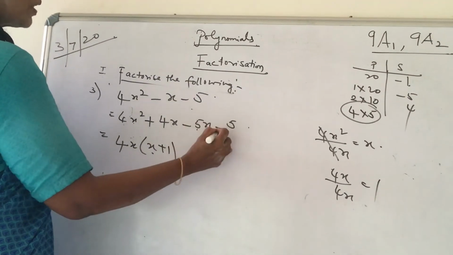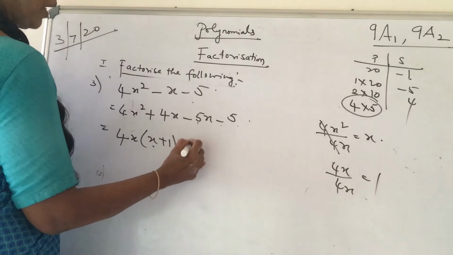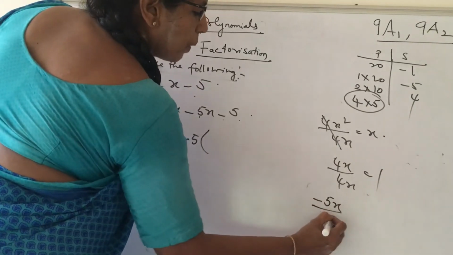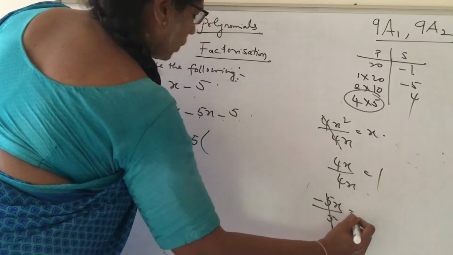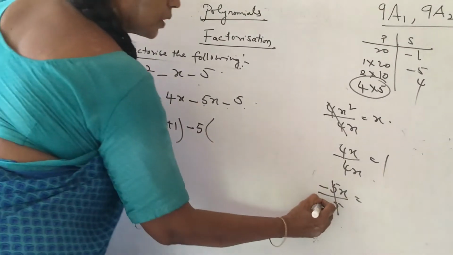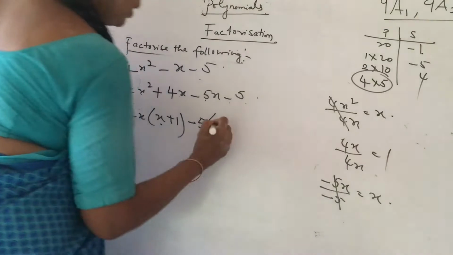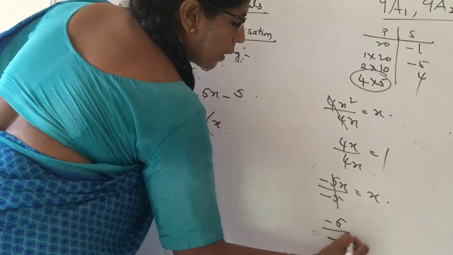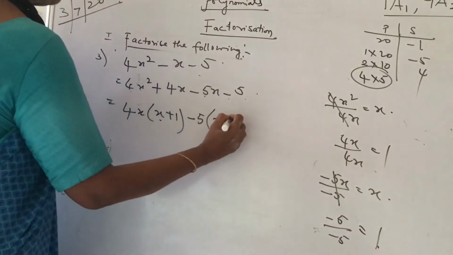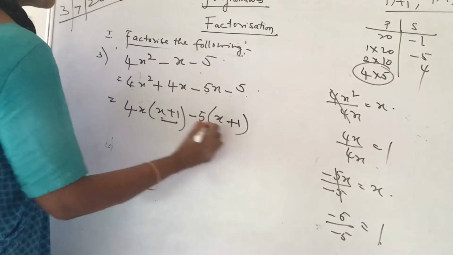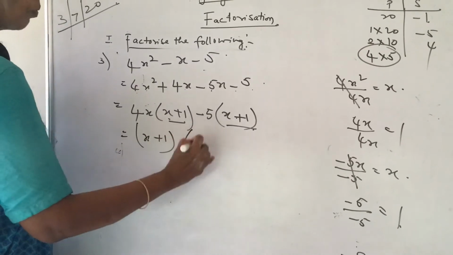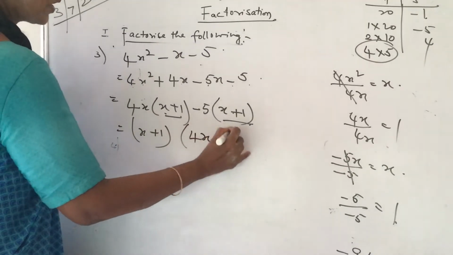Minus 5x minus 5. Minus 5 is common. What is minus 5x divided by 5, children? Yes, minus 5x divided by minus 5 is x. And minus 5 divided by minus 5 is 1. Your common factor is x plus 1 into 4x minus 5.